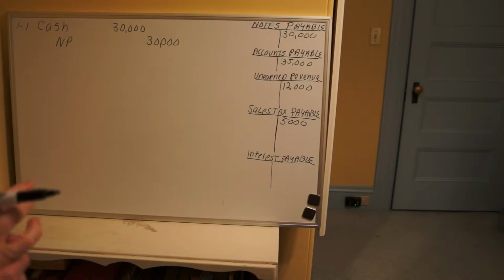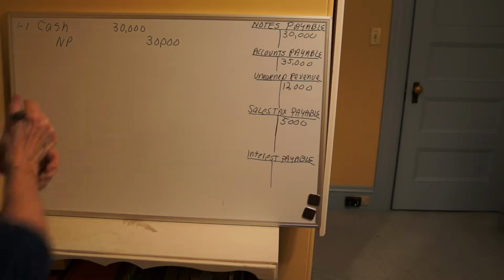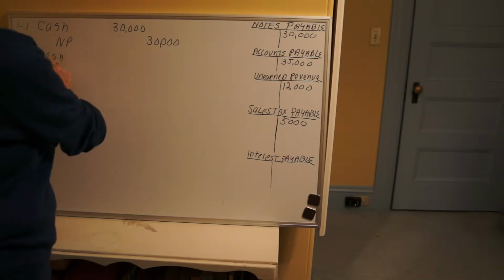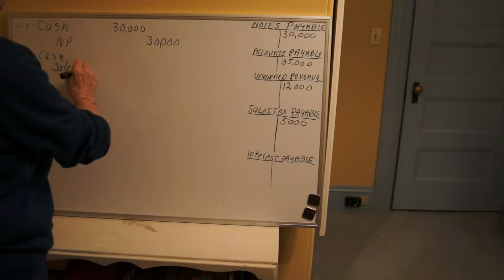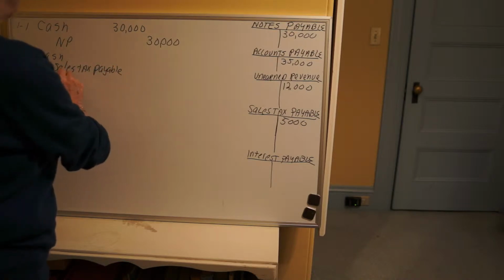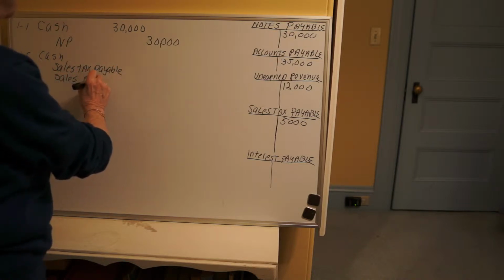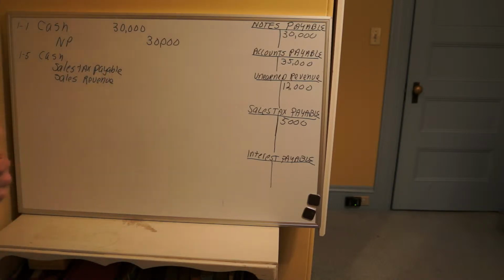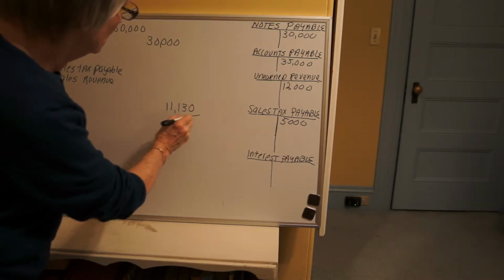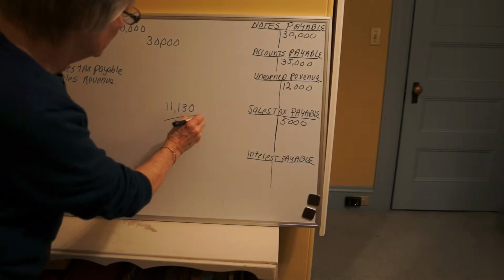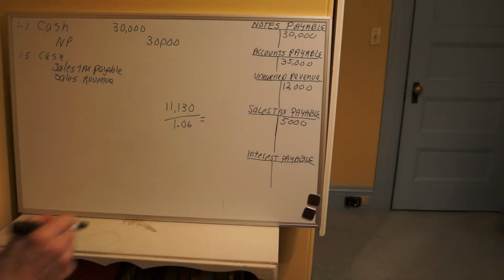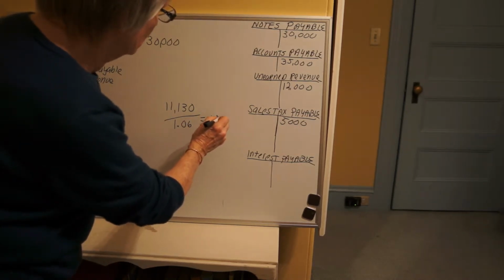We sold merchandise which included a 6% sales tax. So on 1-5, we got some cash, we're going to have sales tax payable, and we will have sales revenue. And how do we compute the amount? We're given the total amount collected, which was $11,130. We take $11,130, the total amount, and divide it by 1 plus the sales tax. When we do that, we come out with the amount of sales, which is $10,500.